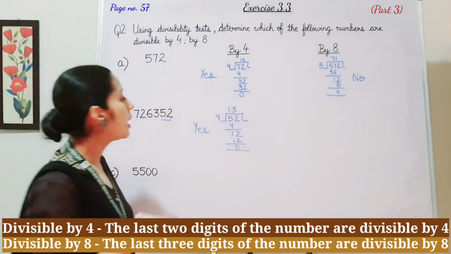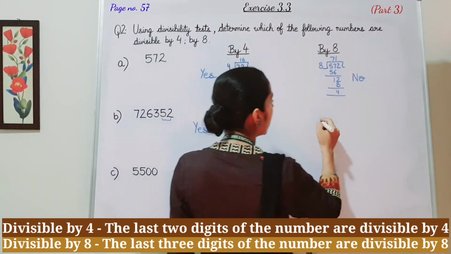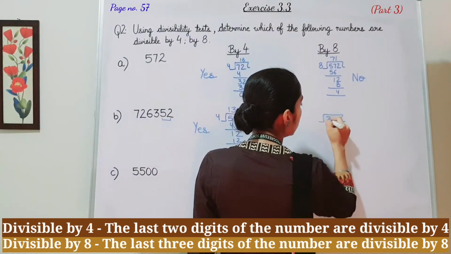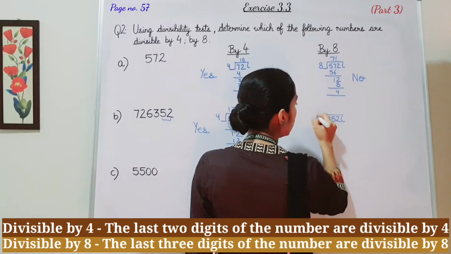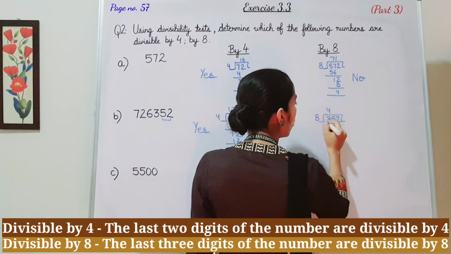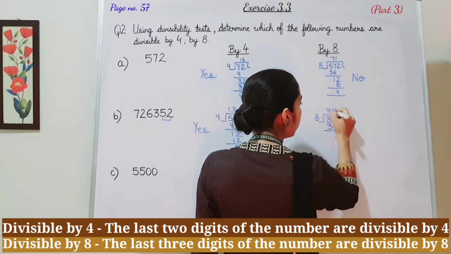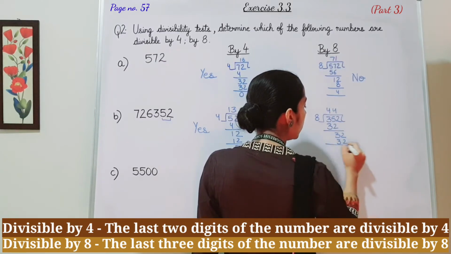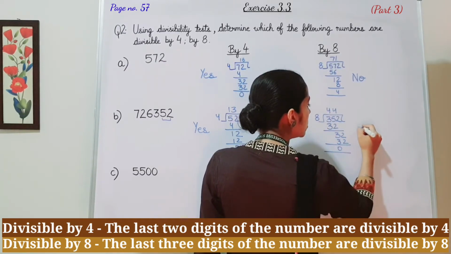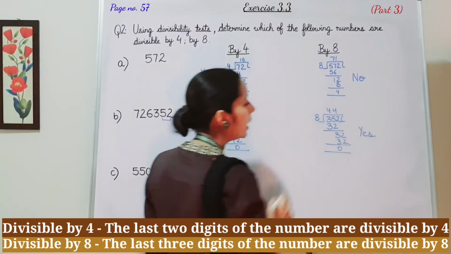Now divisibility by 8, take the last 3 digits, 352. 352 divided by 8. 8 fours are 32, then 32. 8 fours are 32, remainder is 0. So yes, it is divisible by 8.